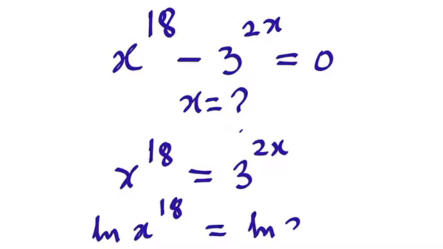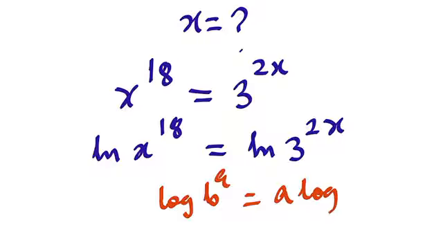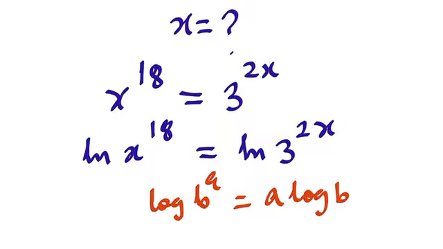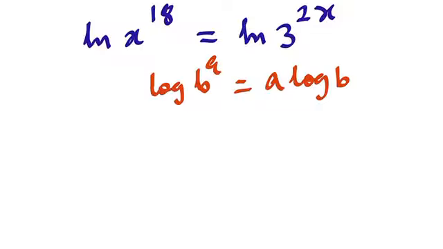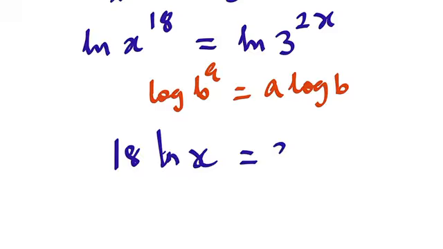I have ln 3 to the power of 2x. And you know from where? From the law of logarithm, when you have log of b to the power of a, this will be a log b. So now we're going to apply that here. Understood? So we're going to have 18 ln of x, then equals 2x ln of 3.